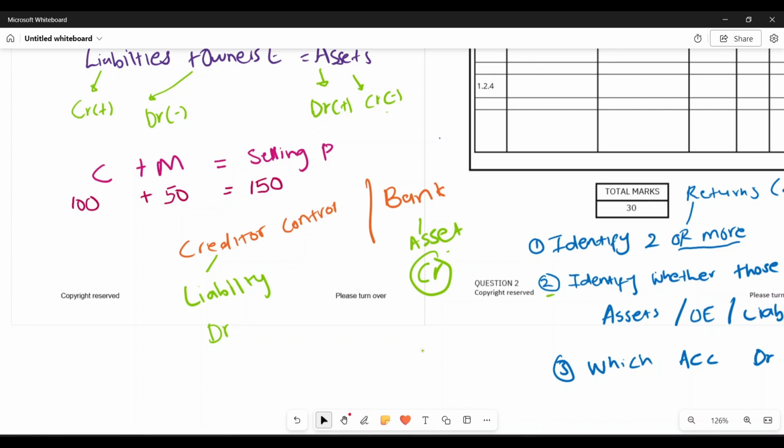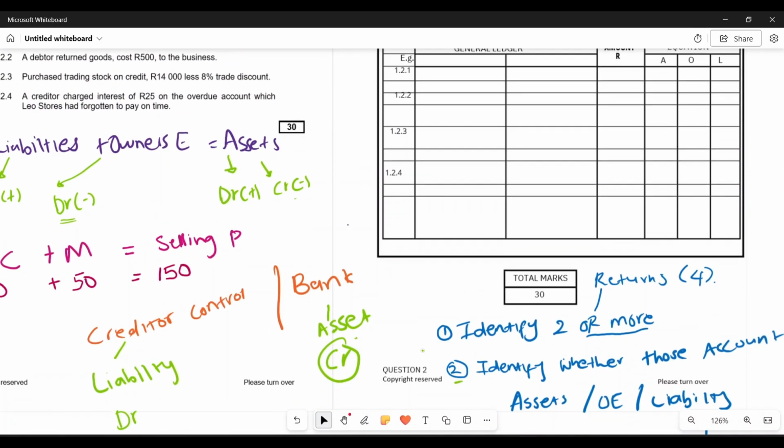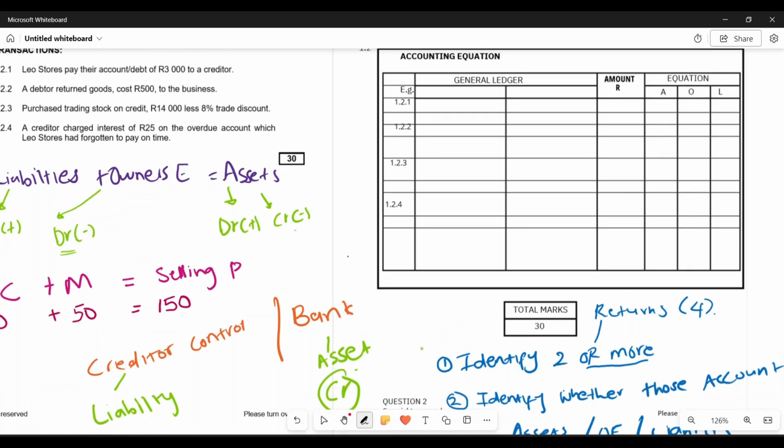And remember, when I'm paying off a creditor, what happens to the amount I owe them? It means that now I would owe them less money. So my liability account would decrease, hence I'm recognizing this on the debit side for my liability. So my two accounts affected are bank and creditors control. Which one am I going to debit? My creditors control account is going to be debited, and the corresponding credit account will be my bank account.